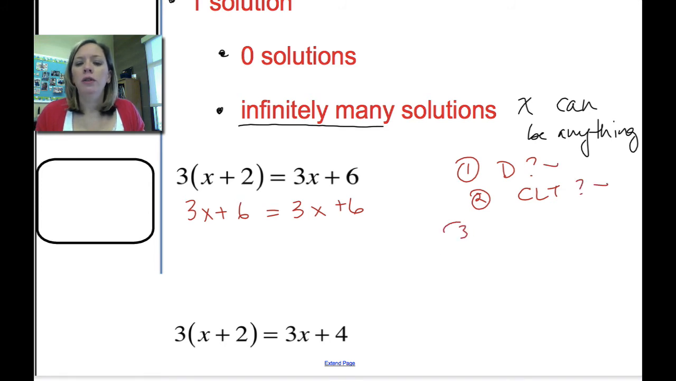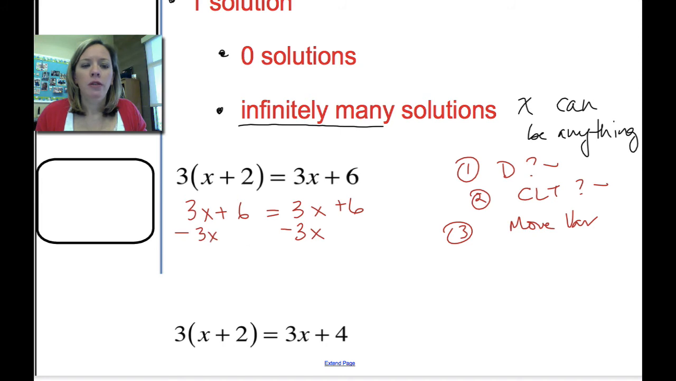So now we go on to step 3 of moving our variable. Well, there is not a smaller variable term because both the variable terms are the same. So what happens when I try to move it, I end up subtracting 3x from both sides, and my variable term has gone away completely. 3x minus 3x is 0, so that leaves me with 6 on the left, and on the right, 3x minus 3x is 0, and that leaves me with 6 on the right. So 6 on the left, 6 on the right, 6 equals 6.